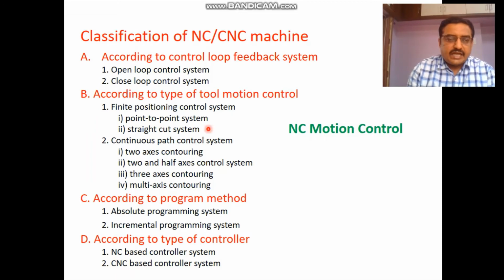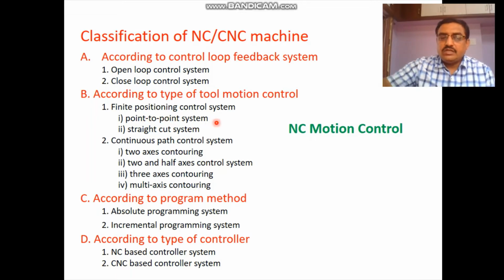Then the second type is classification based on type of motion controlled. First, point to point control motion. If there is only a drilling machine or spot welding machine, then a point to point control system is used, in which during the motion there is no control, but at a particular point the machine will operate by CNC.